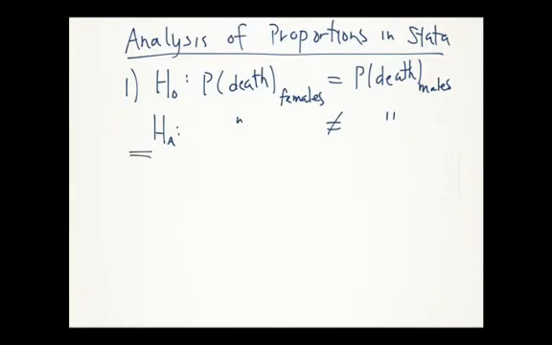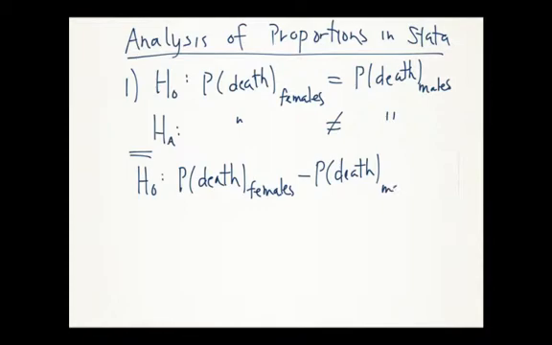And remember that an alternative way of writing the same null hypothesis is to say that the probability of death in females minus the probability of death in males is equal to 0. So those are 2 equivalent ways of writing the null and alternative hypotheses. Obviously, the alternative hypothesis here is that one minus the other is not equal to 0. So these are equivalent.